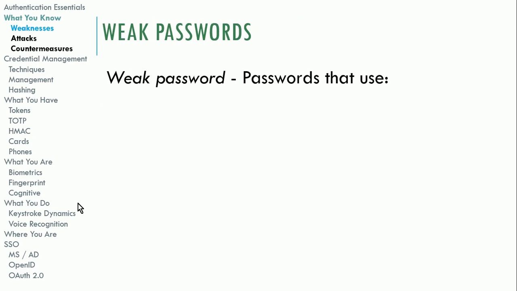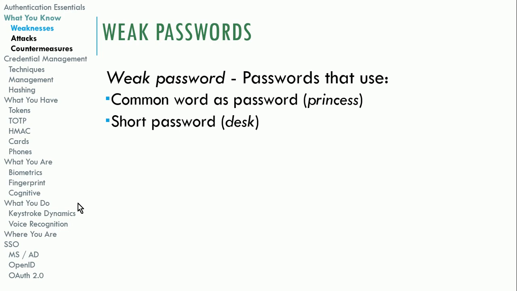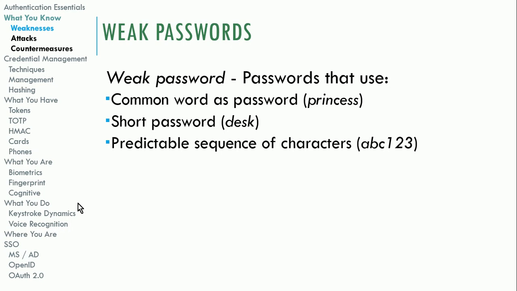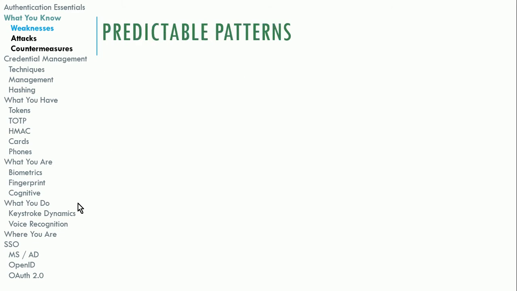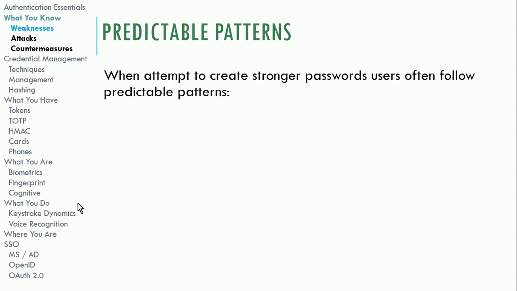A weak password is a password that uses any common words or phrases, like the word princess. I know it seems like a strange word to use here, but a surprisingly large number of people use the word princess for their password. I'm not sure why. A very short password is certainly very weak. So is any predictable sequence of characters, like ABC123, or any personal information, for example, the name of your dog, your child, or your car, something along those lines.